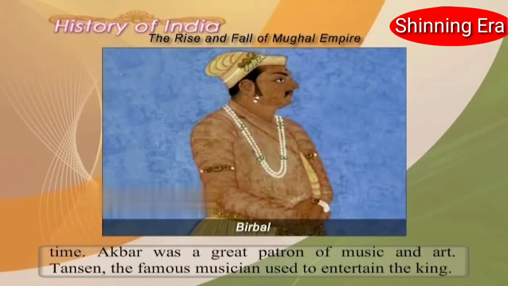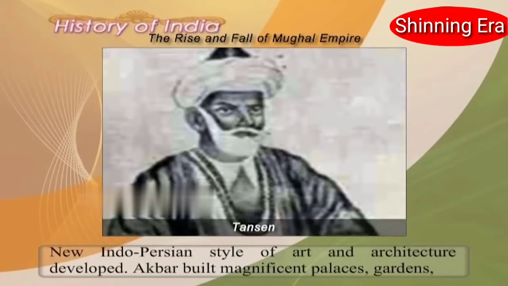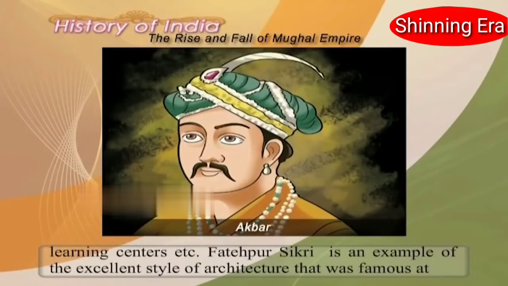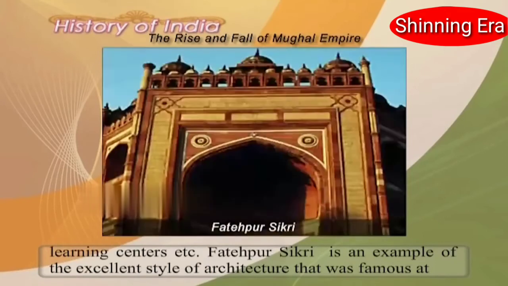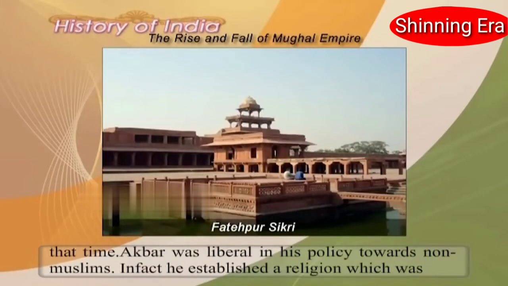Akbar was a great patron of music and art. Tansen, the famous musician, used to entertain the king. A new Indo-Persian style of art and architecture developed. Akbar built magnificent palaces, gardens, learning centers, etc. Fatehpur Sikri is an example of the excellent style of architecture that was famous at that time.